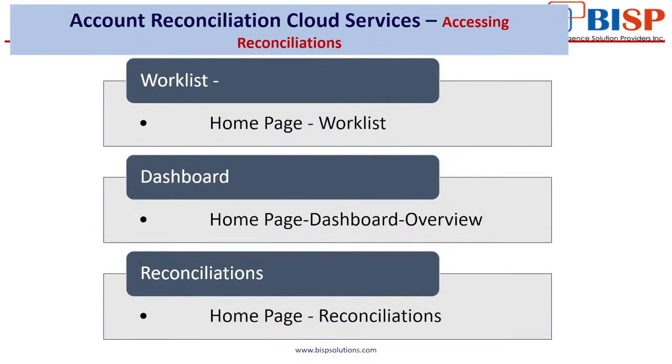Then we have how we can access this reconciliation. There are mostly three ways through which we can reach this reconciliation. The first one is from the work list tab, the second is from the dashboard card, and the third is from the reconciliation card which is available on the home page. So let's go and see that also.